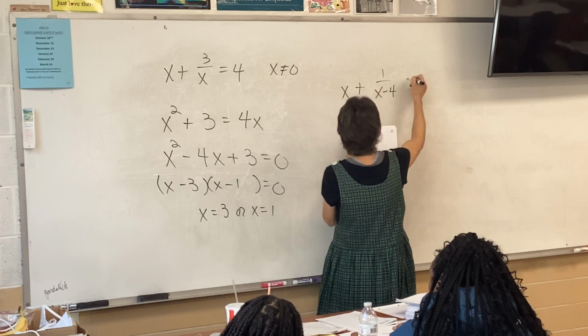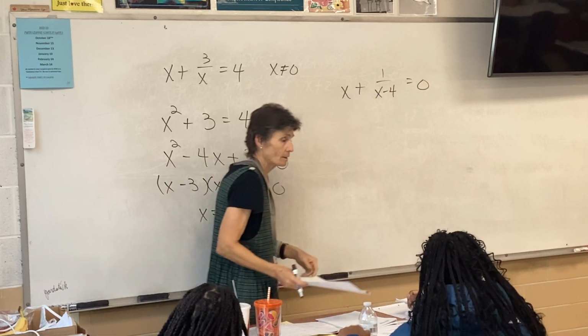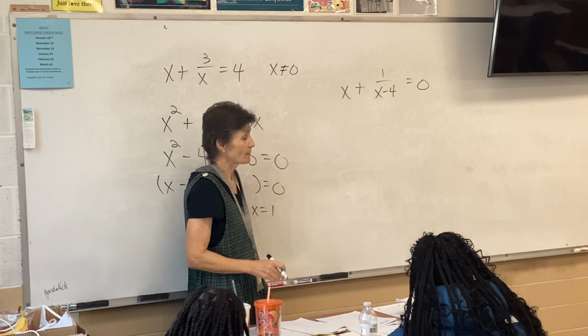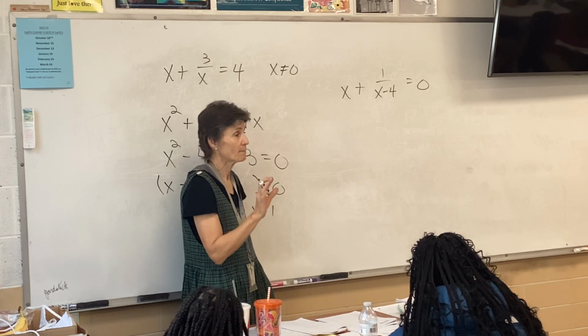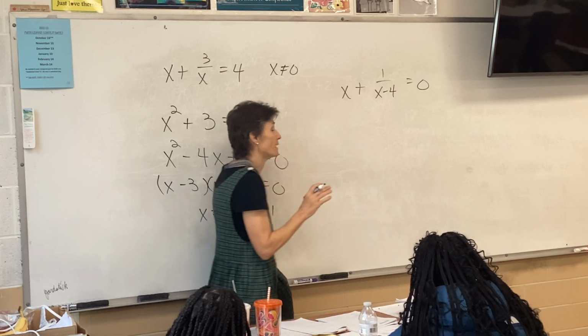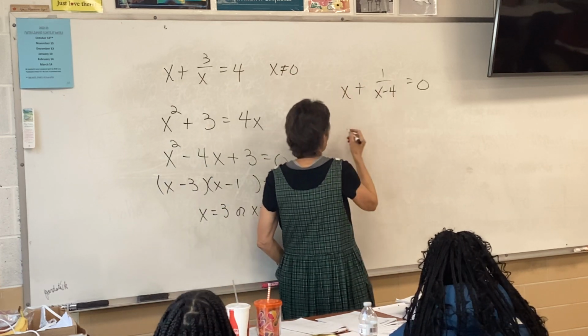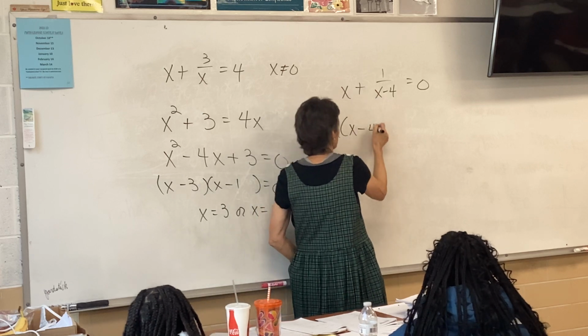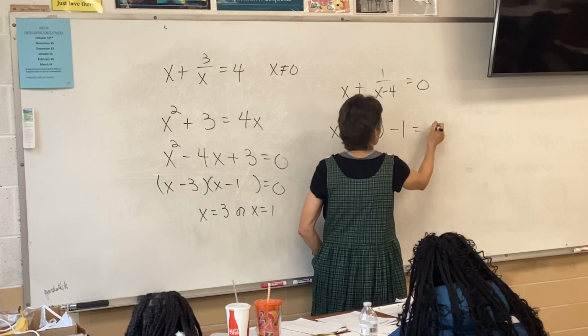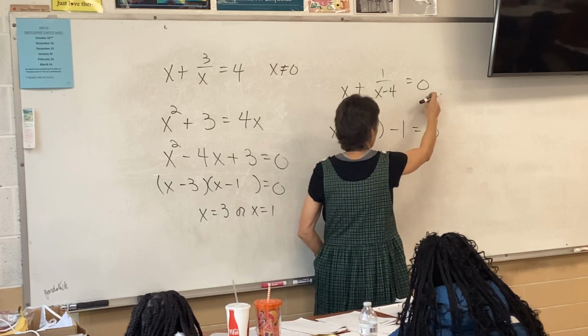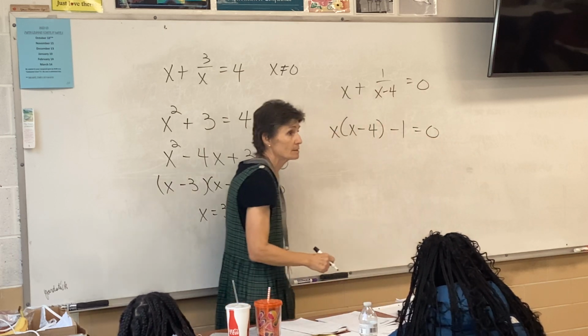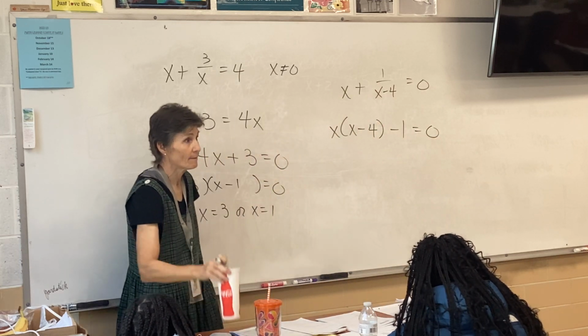All right, what do you want to do with this one? Multiply by x minus 4. Now, there are other ways to do it, so I don't want anybody to get discouraged if you have a different thought. That is a great way to do it. Same reasoning as over here, we want to get rid of the fraction. So x minus 4 minus 1 equals 0. Because when you times by x minus 4, 0 times anything is still 0, right?